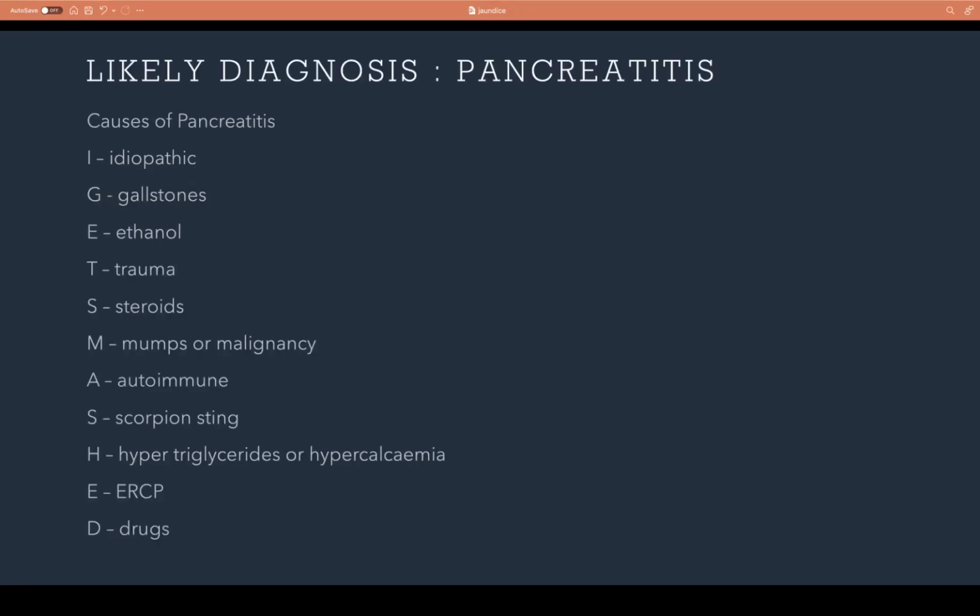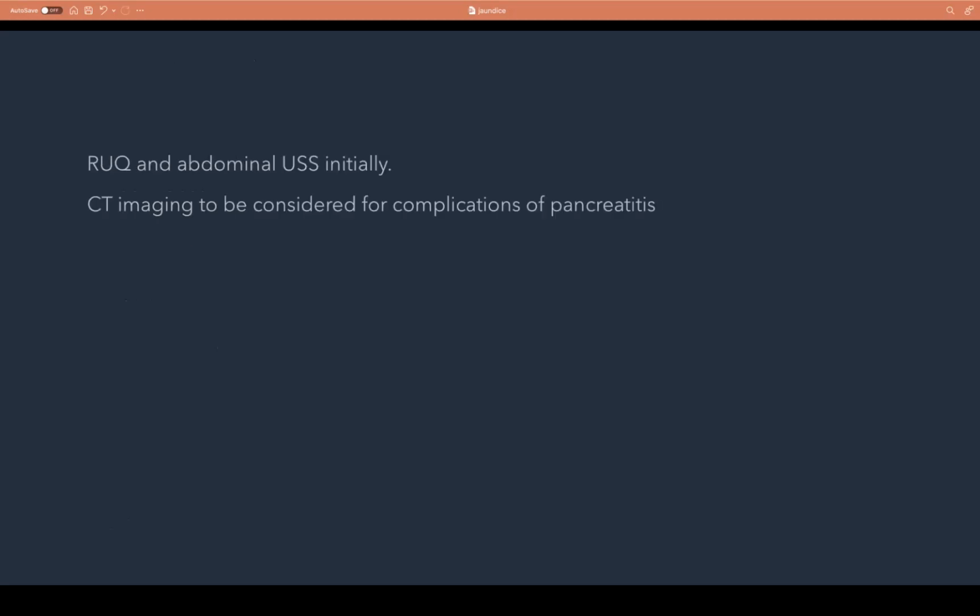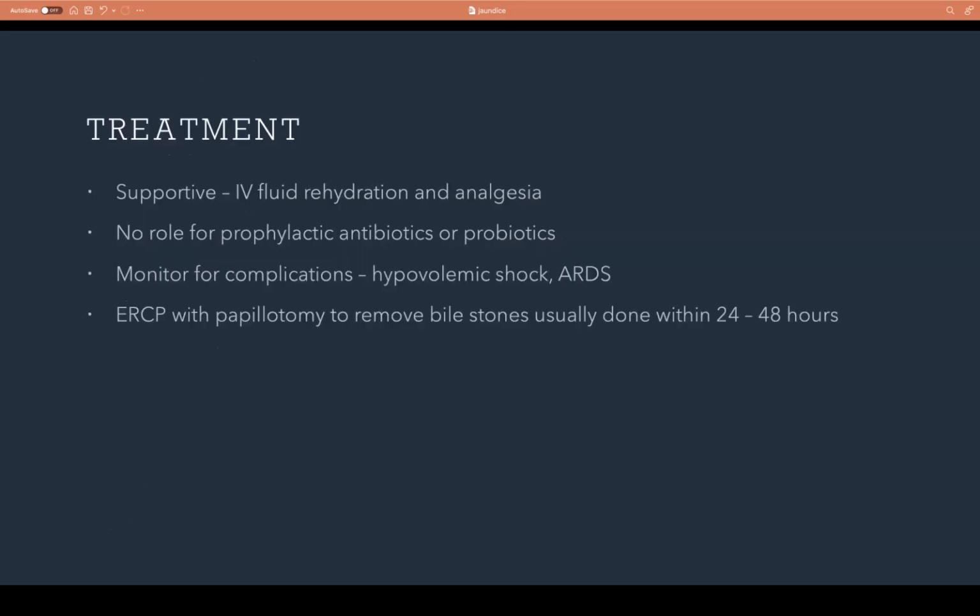Take some time to pause, but I think I've already gone a little too far. What would you image, and how would you go about it? I think we've discussed that we'll do an ultrasound initially, and if we're thinking of any complications of pancreatitis, CT imaging as well. In terms of treatment, we're going to give her IV fluids for rehydration, and analgesia as well. So it's all supportive measures.